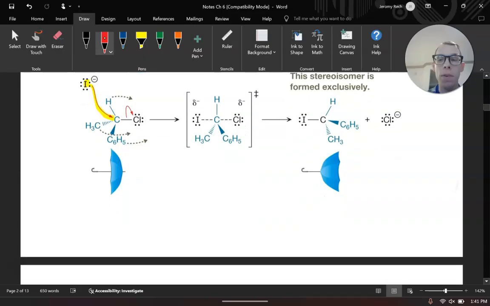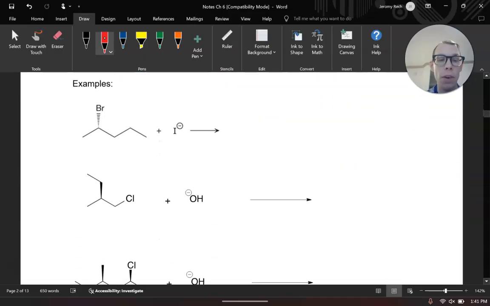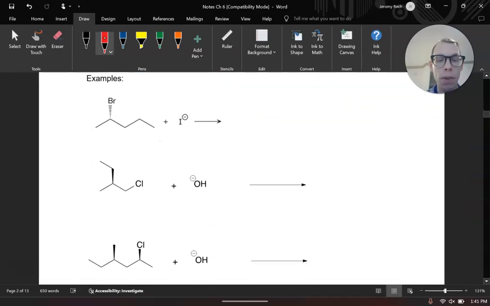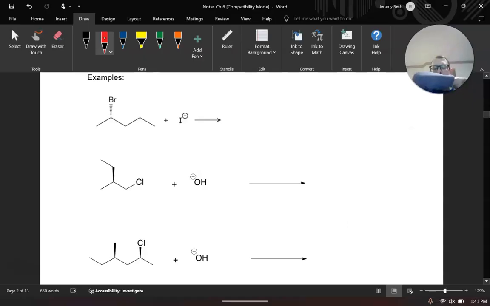If we wanted to talk about a few examples, thinking about stereochemistry, here we have 3 different examples of substrates that have leaving groups, so chlorines and bromines. And we have 3 different nucleophiles. We have an iodine and we have some hydroxide groups. And we're going to think about what happens to the stereochemistry of each of these.